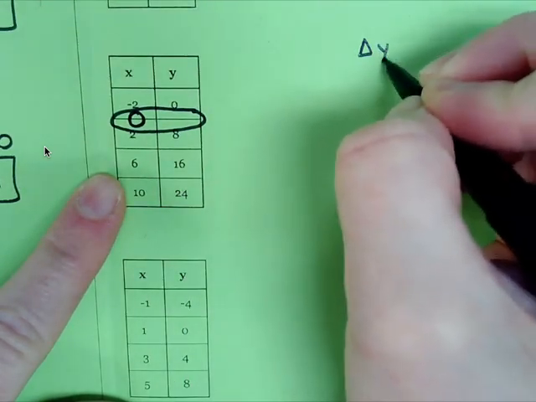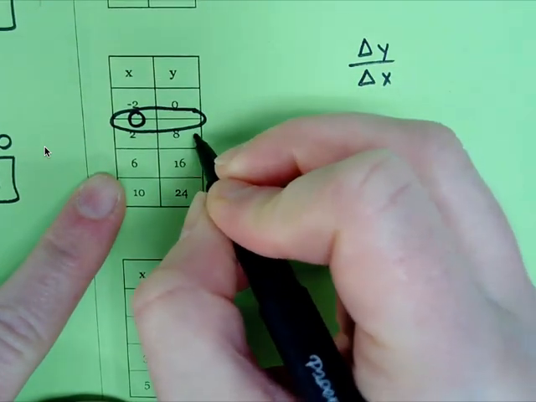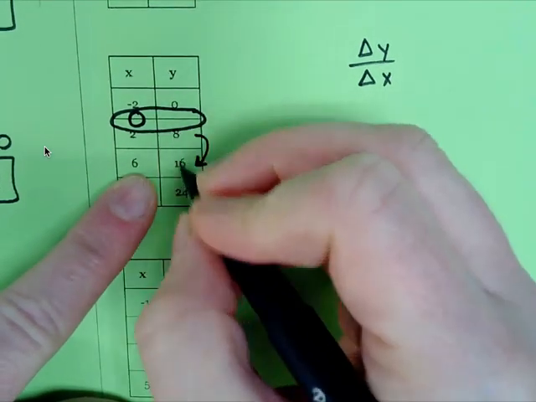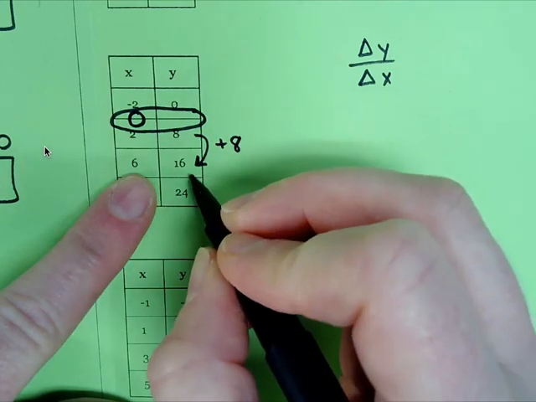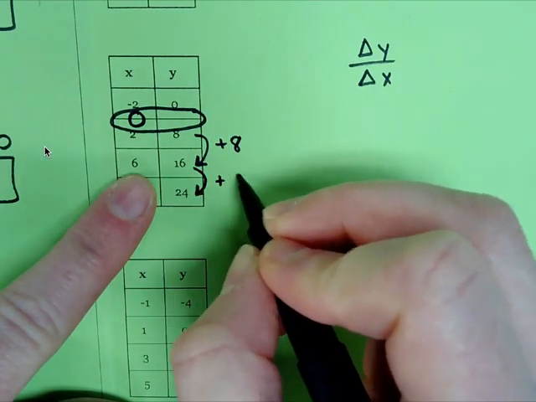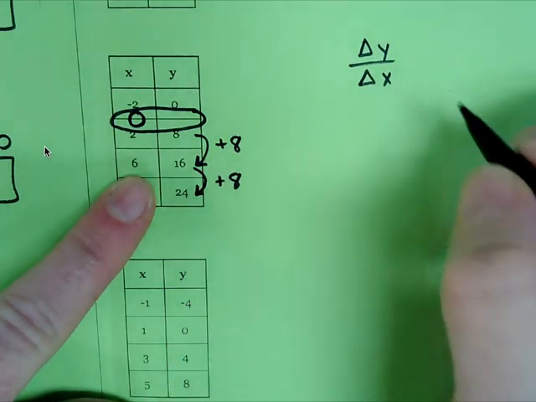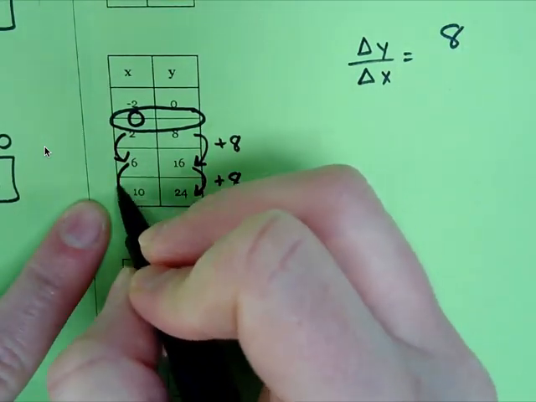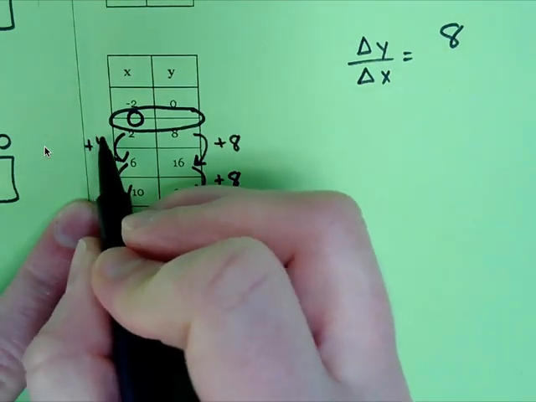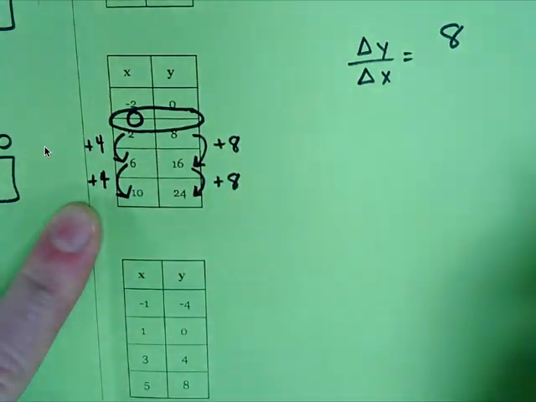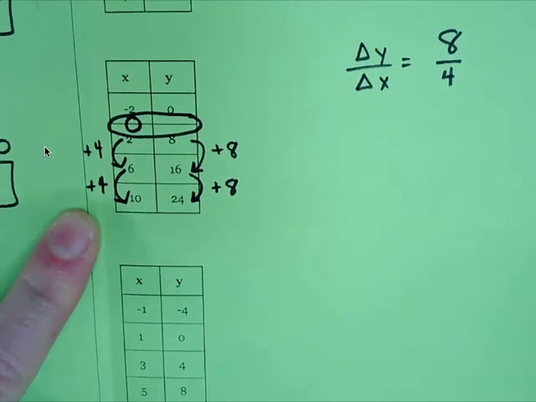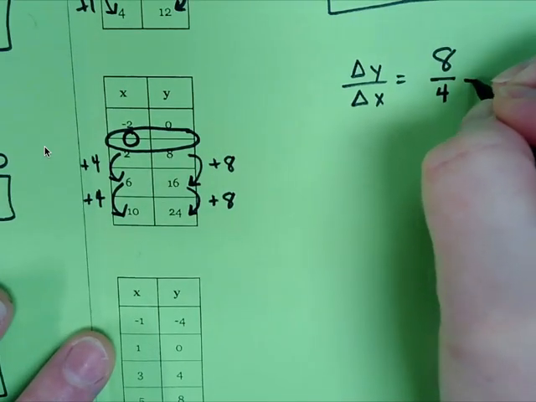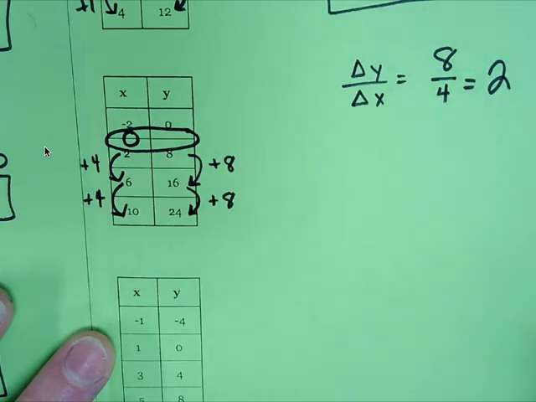Change of y over change in x. Change of y, 8 to 16, plus 8. 16 to 24, plus 8. So our change of y is 8. What's our change of x? 2 to 6, 6 to 10. So over 4. 8 over 4 is 2. So that's our m.